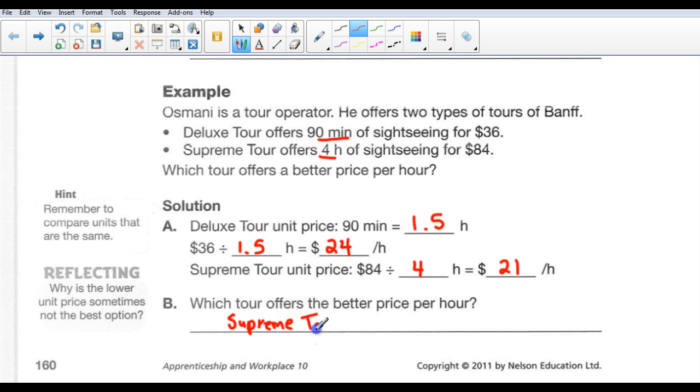So if you want to go on a tour for 4 hours, you get it for $21 an hour. It's a little bit cheaper. If you want to go for the 1.5 hour one, it's $24 per hour. So you get a little bit of a break if you go for the 4 hour tour, but 4 hours is a long time for some people, and they just want to go on the 1.5 hour tour. Okay? All right, so that's all there is for this chapter on determining the best buy. Go ahead and do the practice.